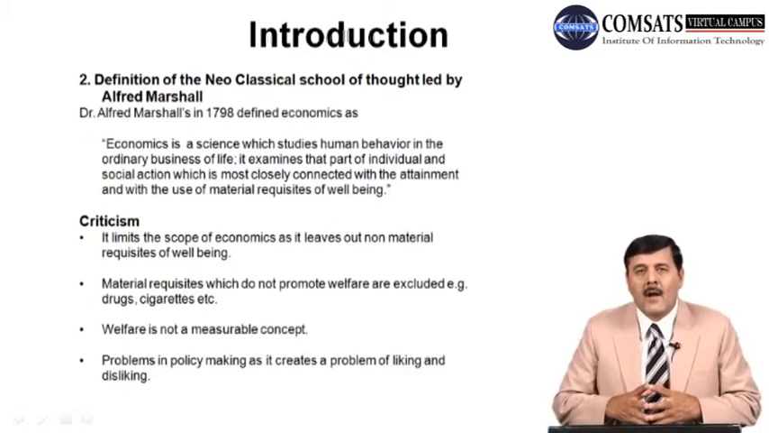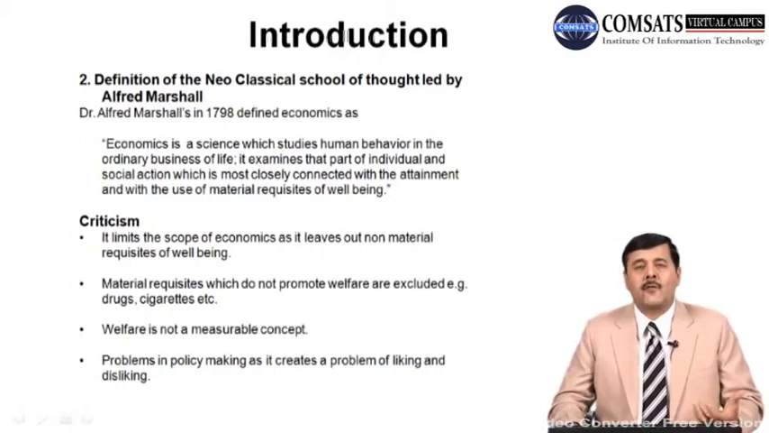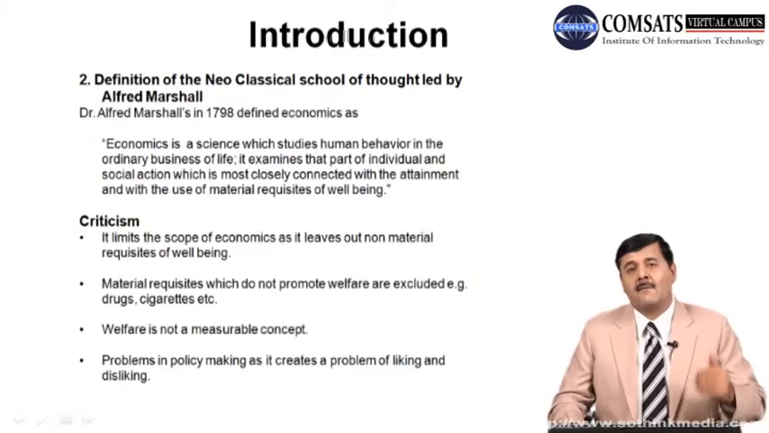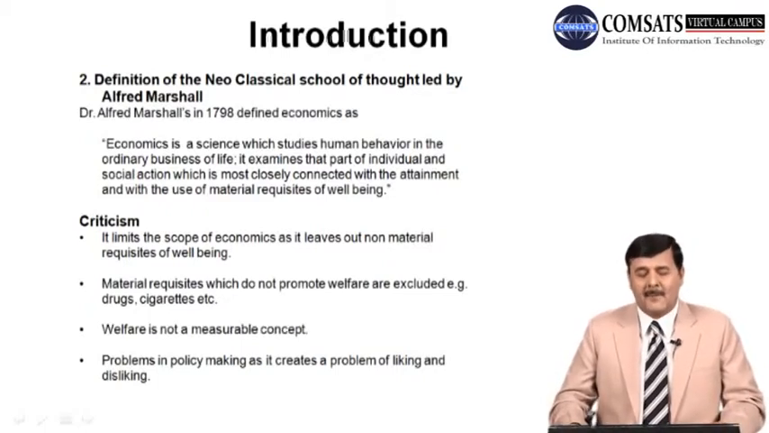But those goods are consumed by the individual, by the society. Material requisites which do not provide or increase welfare are excluded from the definition. For example, drugs, cigarettes, and so many other products were excluded from the scope of Marshall's definition of economics. Again, regarding welfare, Marshall was also criticized because welfare is not a measurable concept. It cannot be measured. It is a difficult concept. It creates problems in policy making as it creates a problem of liking and disliking.